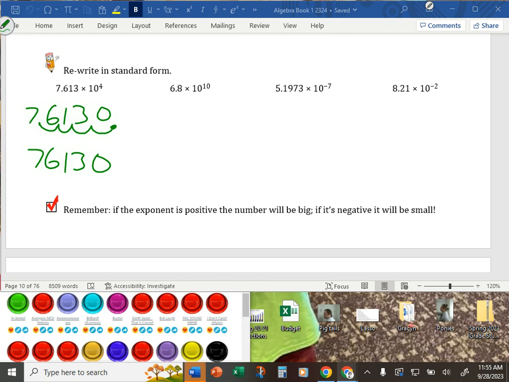6.8 times 10 to the 10th. Which direction and how many times? Right 10 times. 1, 2, 3, 4, 5, 6, 7, 8, 9, 10. All those empty spaces get filled in with zeros. How many zeros do we have there? 9. Why does that make sense that we have 9 zeros if our power is 10?